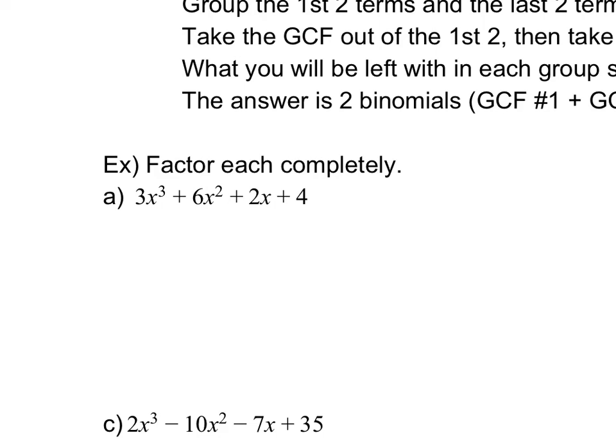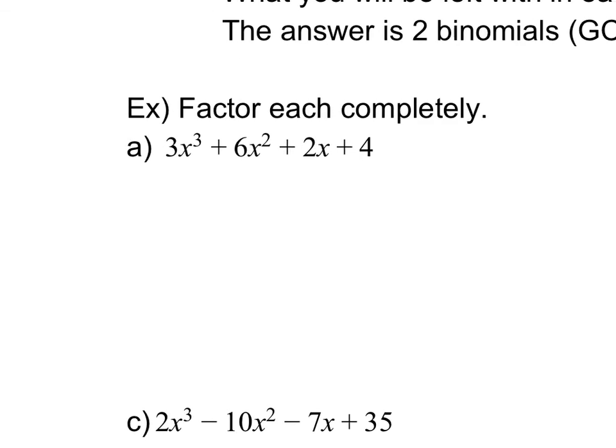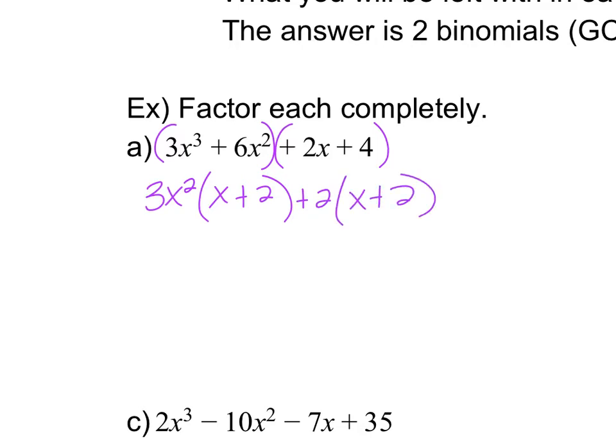You know, that was kind of a lot of directions. Let's just do it and maybe it'll make more sense. So first thing you have to do is group them. Okay, and that first set of parentheses, what can you factor out? Well, you could factor out a 3x squared. So that would just be x plus 2. The next one, you can factor out a positive 2. So that would be x plus 2.